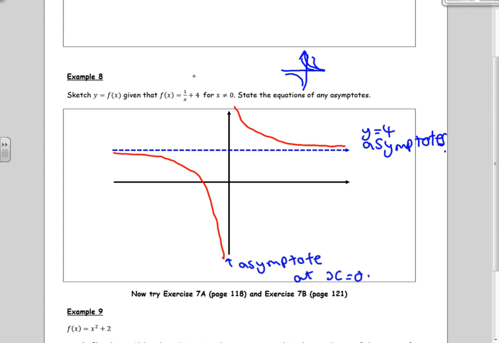So we've used the rules that we've learned earlier to know that y equals f of x, given that f of x equals 1 over x plus 4, means that the asymptote that is usually along this x-axis has now been moved up to y equals 4.